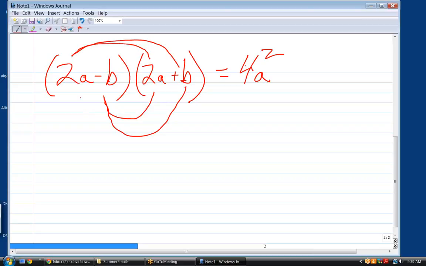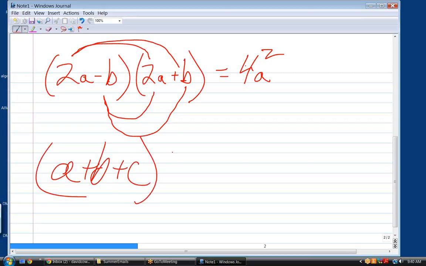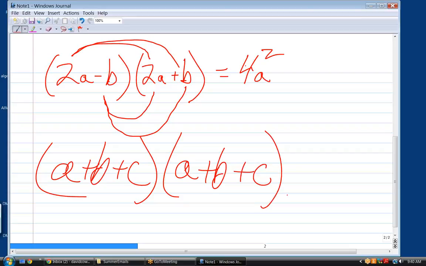You know you have to end up multiplying every term by every term, but if you do it in a certain order every time, it'll make it easier and you won't ever forget one. Because sometimes if I had like a plus b plus c times a plus b plus c, well, I got a lot of multiplication to do. I want to do it in the same order.